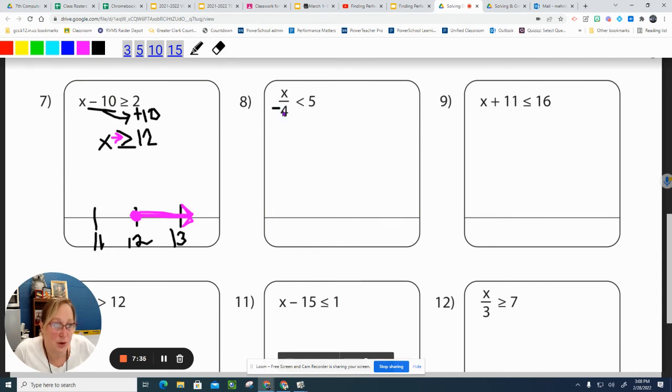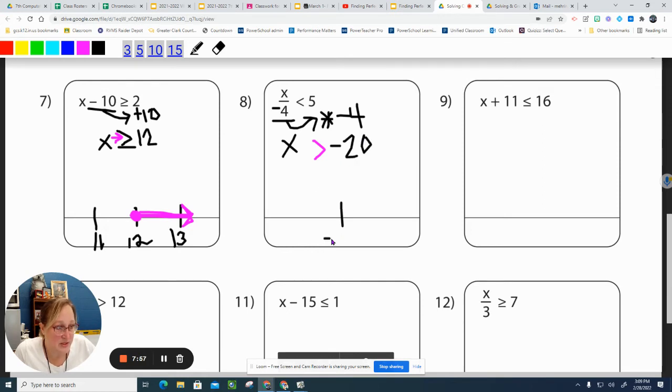Now we've got this guy. This is a division problem. So in order to undo that, you're going to multiply it by -4. Now, this one is negative, so I have to switch the sign. I'm left with x is greater than 5 times -4, which is -20.